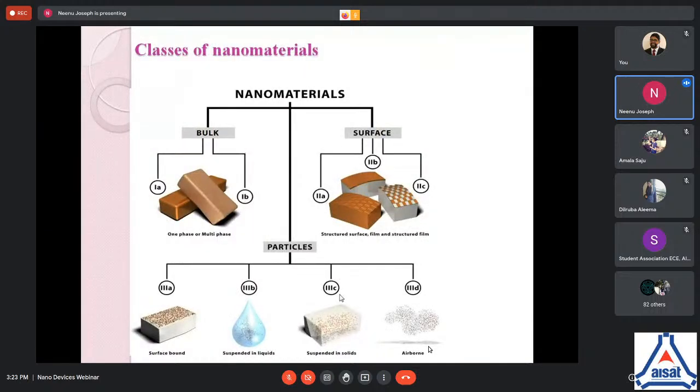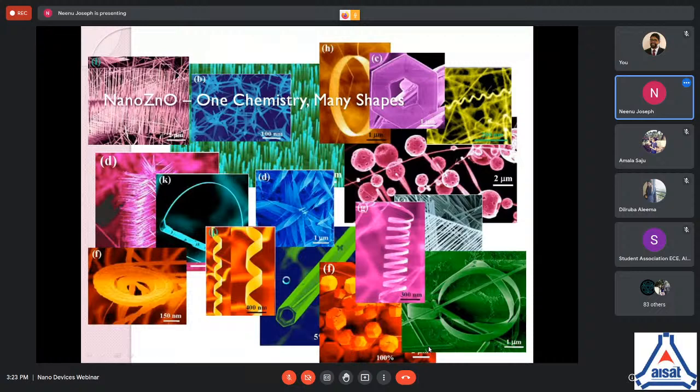Next is the classes of nanomaterial. Nanomaterial can be of bulk type, surface type, or particle type. Bulk type: the full bulk or full material is of nanotype. In surface type, a thin layer of nanomaterial is formed on the surface, with nanomaterial coated on a substrate. And in particle type, nanoparticles are used for the fabrication. So, example of nano zinc oxide. It can appear in many shapes according to the size of the particle.